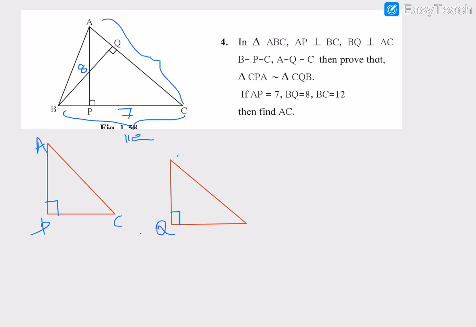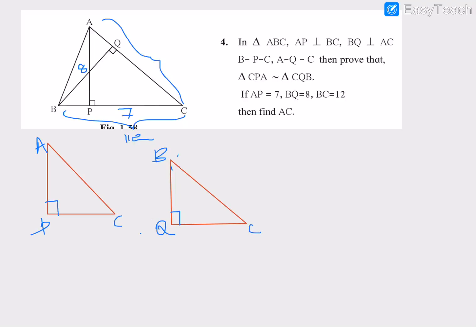Now Q will be here, B will be here, and C will be in the same position. So C will be here, B will be here, and Q will make 90 degrees. So these are the two triangles which we need to prove are similar.